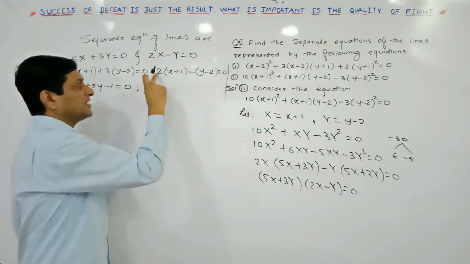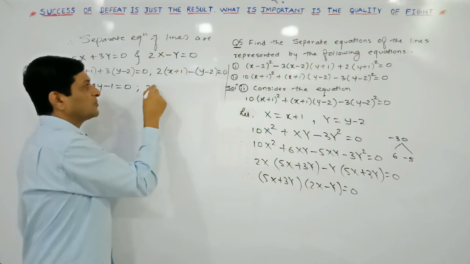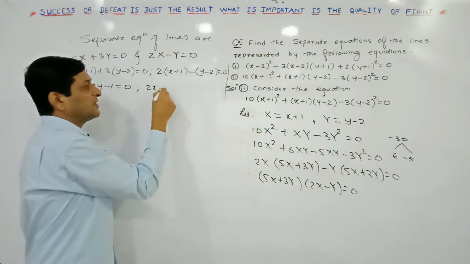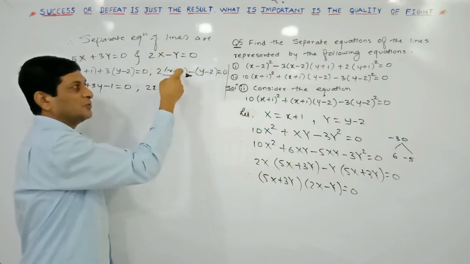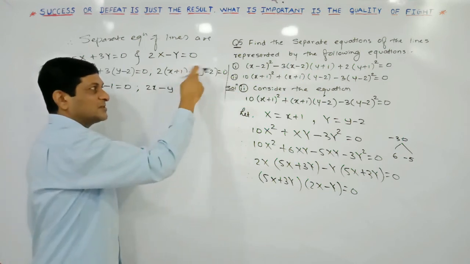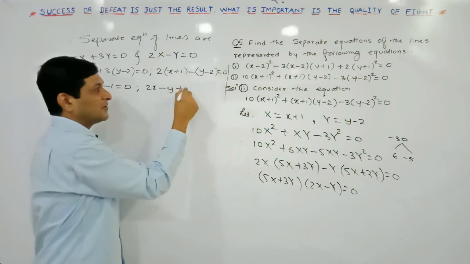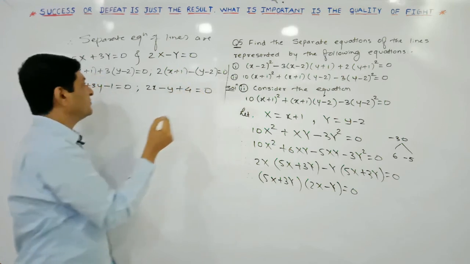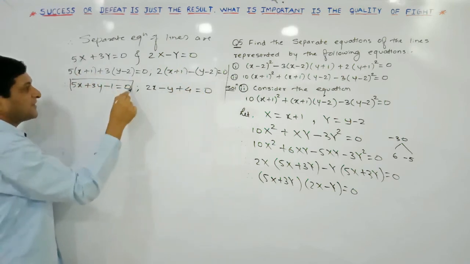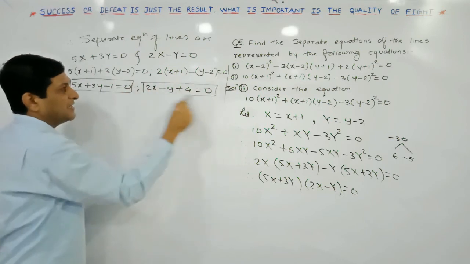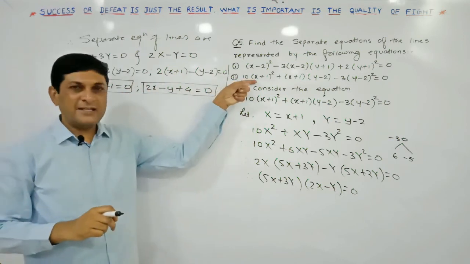Now find out the second equation. 2 into x will be equal to 2x. Minus into y will be equal to minus y. Here 2 into 1 is 2 and minus into minus 2 will become plus 2. Means 2 plus 2 will be equal to 4. In this way we have got the separate equations of lines represented by this equation.